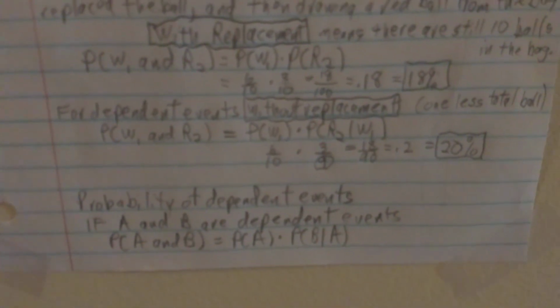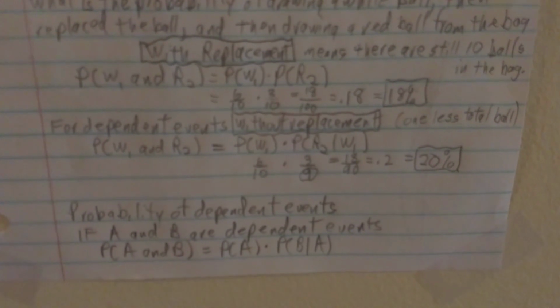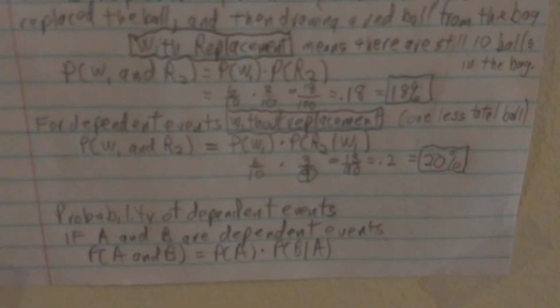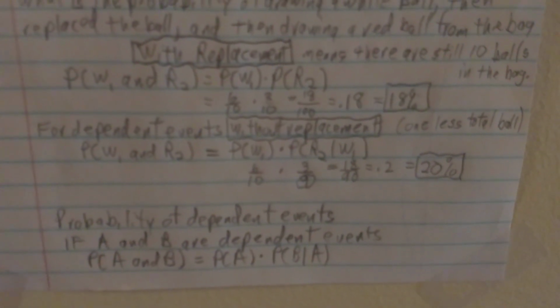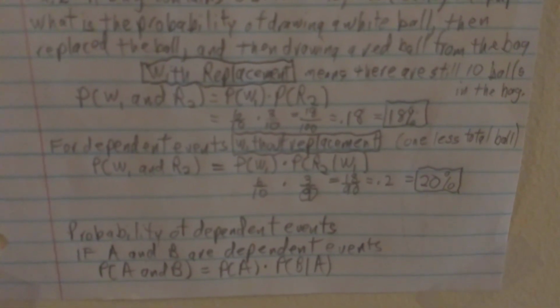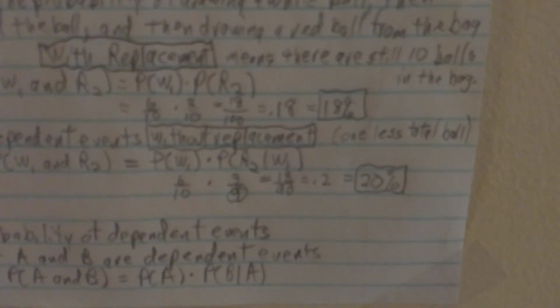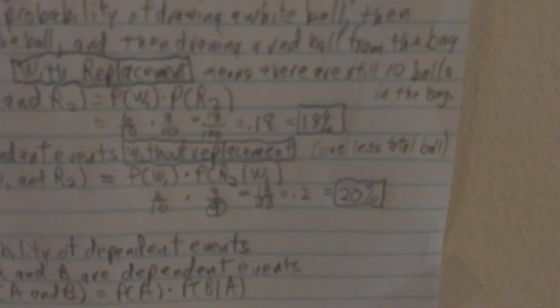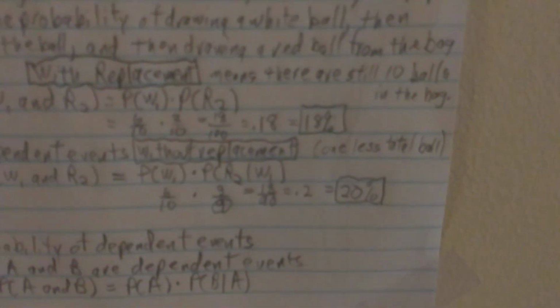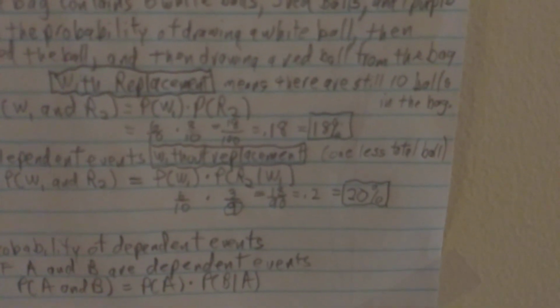For the general case, we can say the probability of dependent events: if A and B are dependent, like if they pick one and there's 1 less each time, then the probability of A and B is the probability of A times the probability of B, given that A has already occurred, or say something has already been picked.